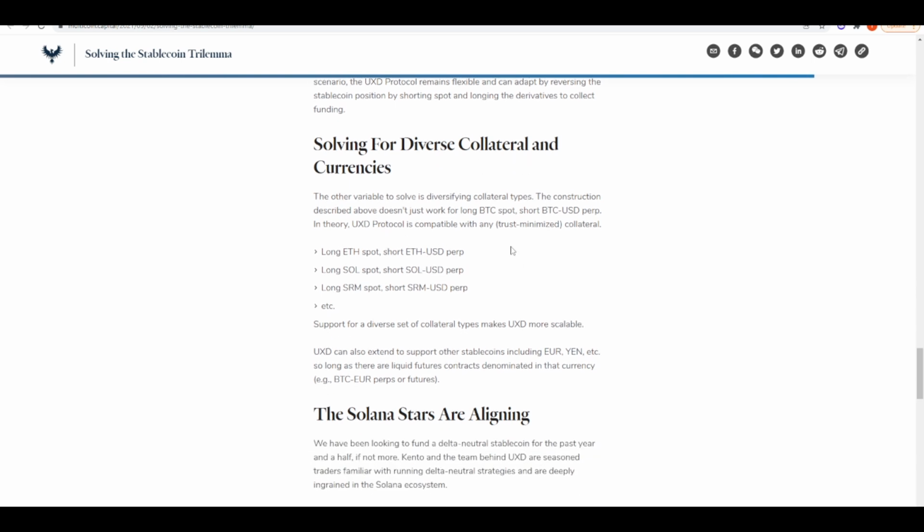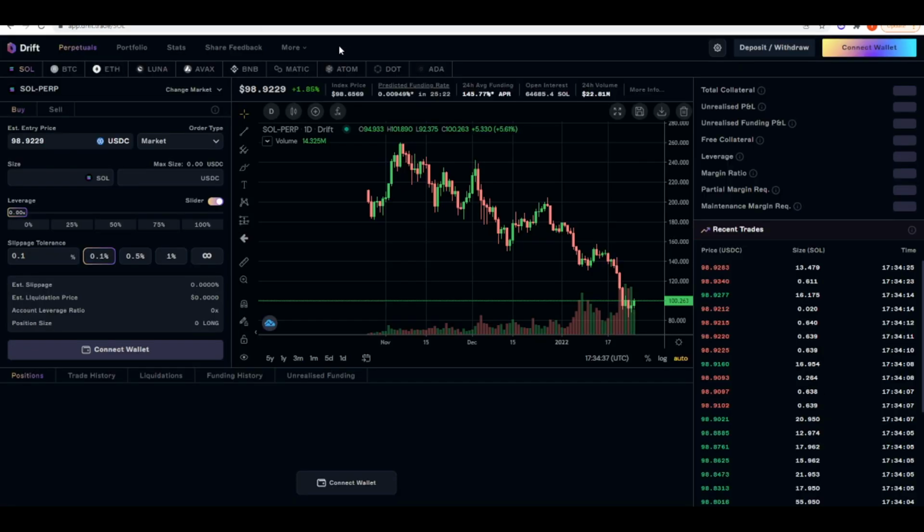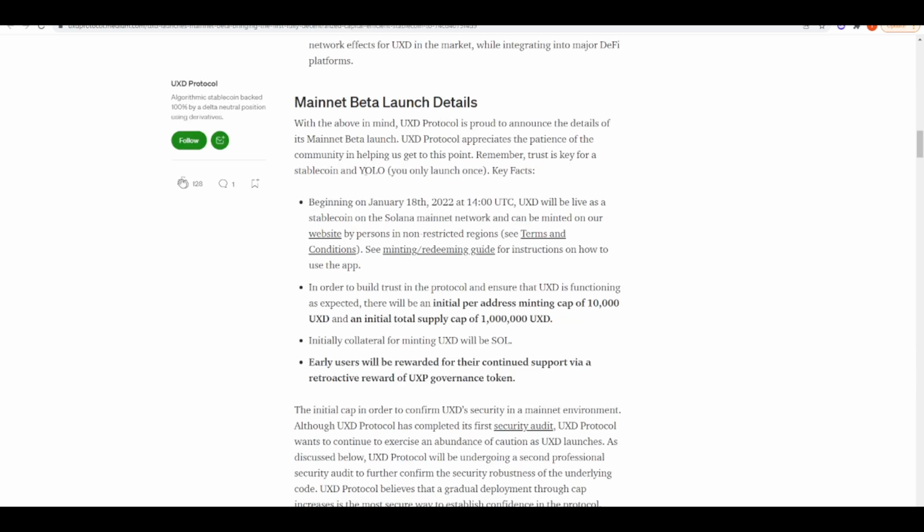UXD right now is using Sol as collateral, but in the future we'll probably get ETH, Bitcoin, Serum, basically anything that you see is highly liquid on Mango Markets and Drift Protocol. In the future as well, we might get Avalanche, Atom, Dot, ADA. That would be really cool, because then it makes UXD more scalable over time. UXD recently went live on their mainnet beta, and let's check out this Medium article.